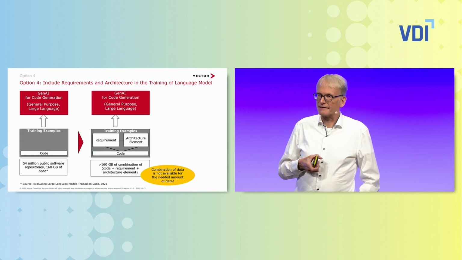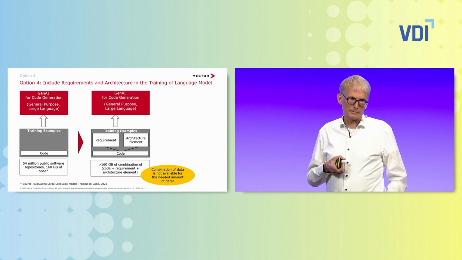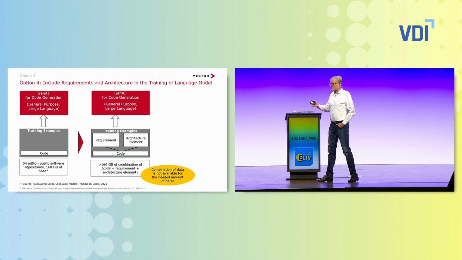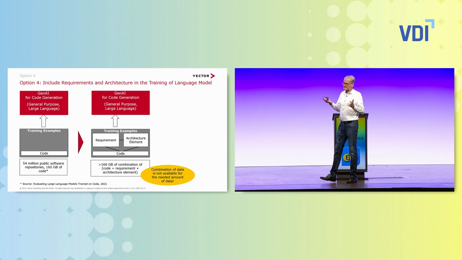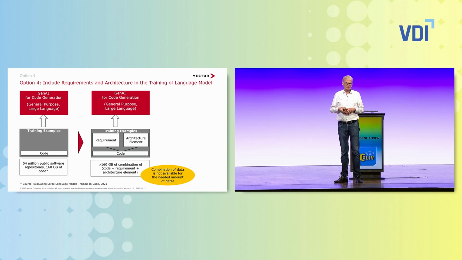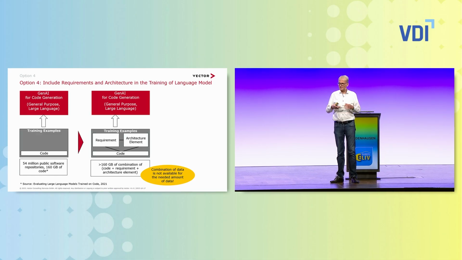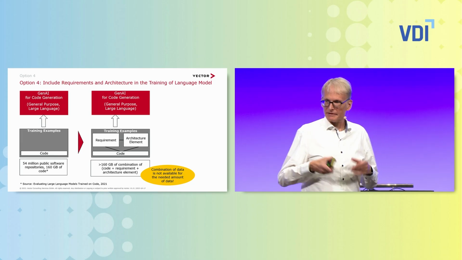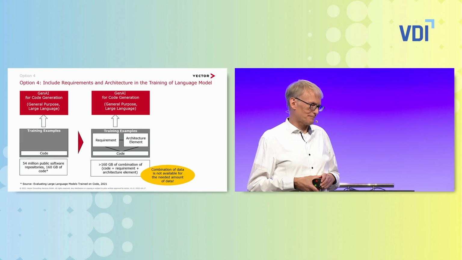And I really suspect that this data is not available publicly, because in all the public repositories, there is not something like that. Traceability to requirements, traceability to architecture elements you don't find in public repositories. So we cannot find really this data.